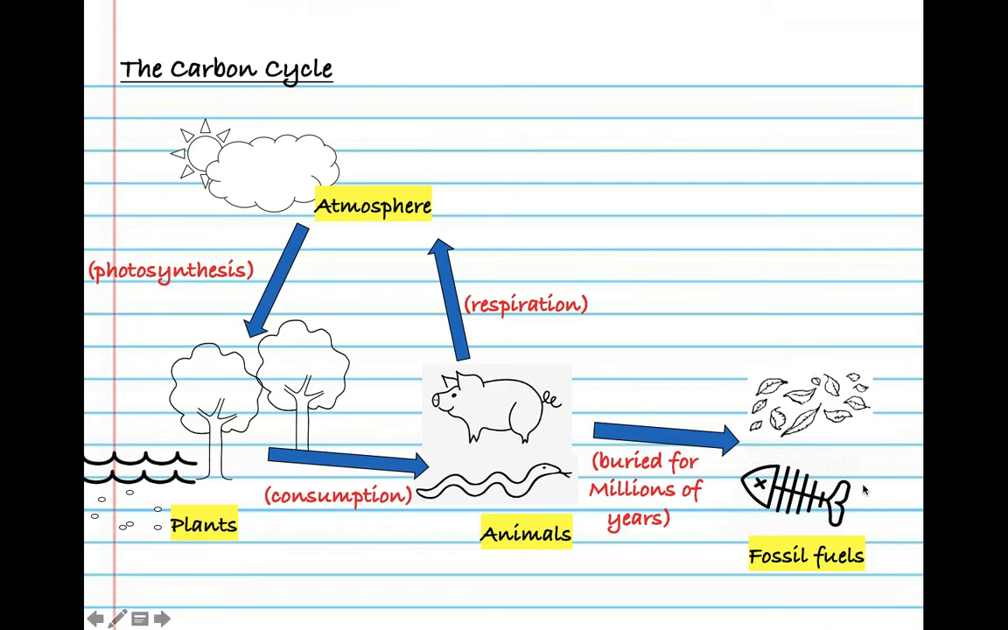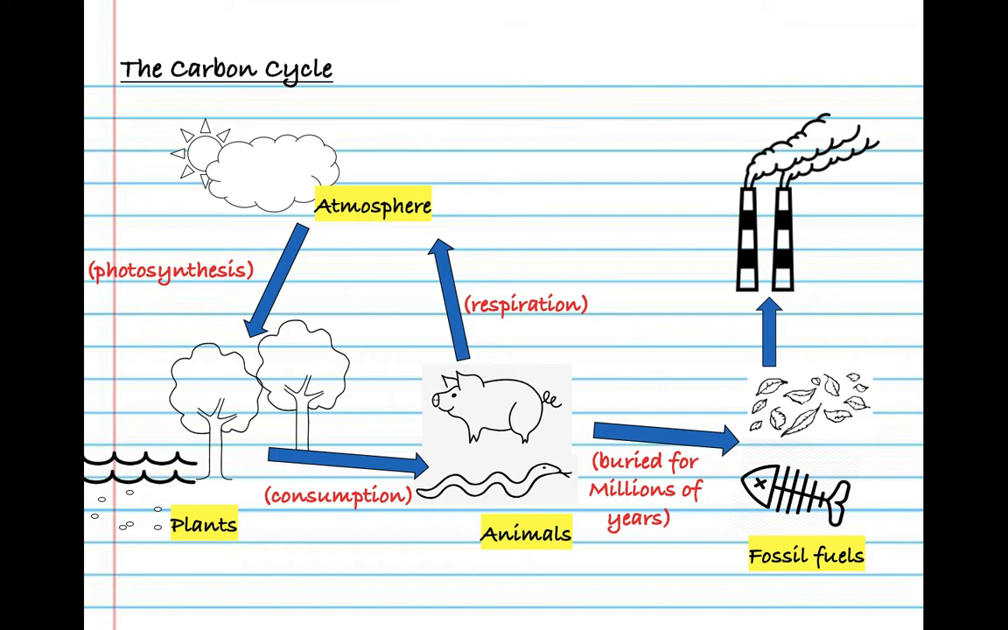Those fossil fuels will contain vast amounts of carbon that will be stored in the lithosphere until humans dig it up, via mining, drilling, fracking, any sort of way we access those. Then we burn those fossil fuels to generate our electricity, to make our cars go, for manufacturing, all sorts of things. And then again, via combustion, we're putting the carbon in the fossil fuels back into the atmosphere, again in the form of CO2.